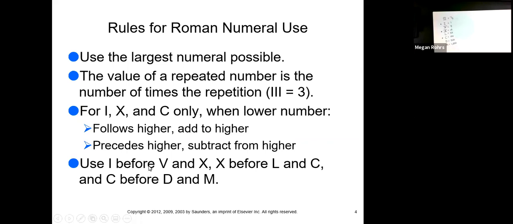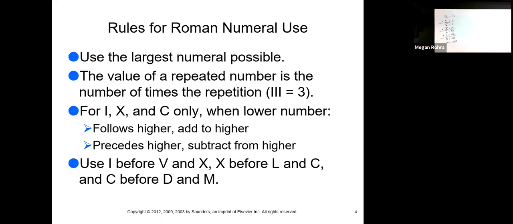And then this last rule here, we're always going to use I before V and X, X before L and C, C before D and M. So I'm going to make some hash marks here. So I can only be used before V and X. And then X can only be used before L and C. And then C can only be used before D and M. So like I said, once we go through these examples, it'll be a little bit more clear.